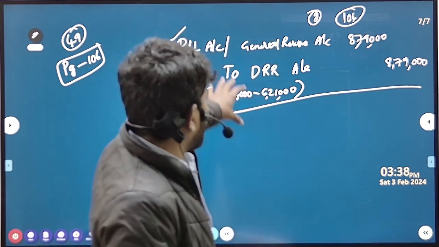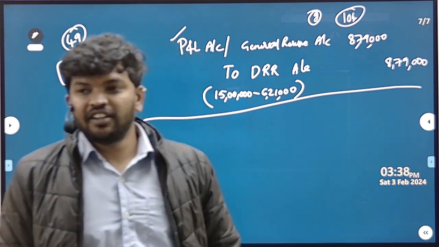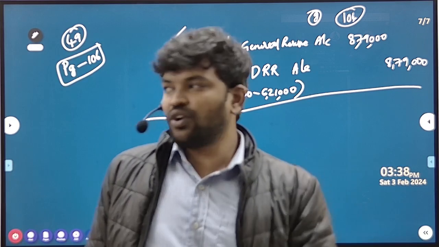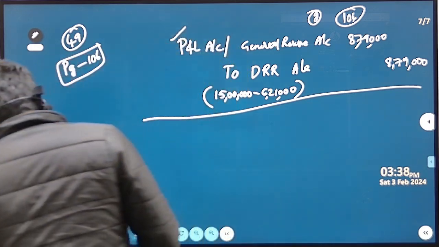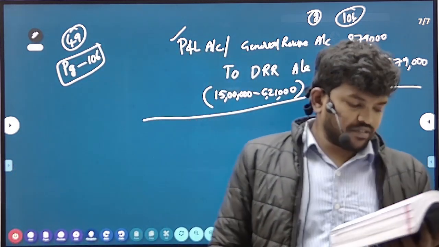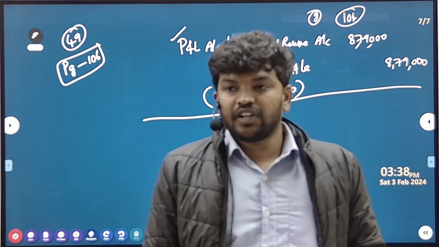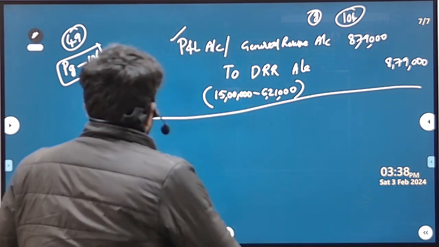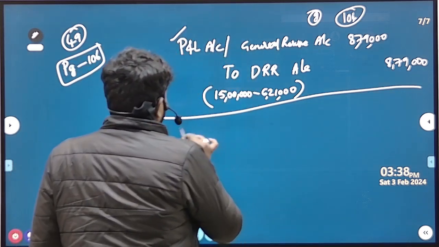So how much is the total DRR balance with me? 15 lakhs. What is 15% of 15 lakhs? It is 2,25,000. So see here, what is the entry?